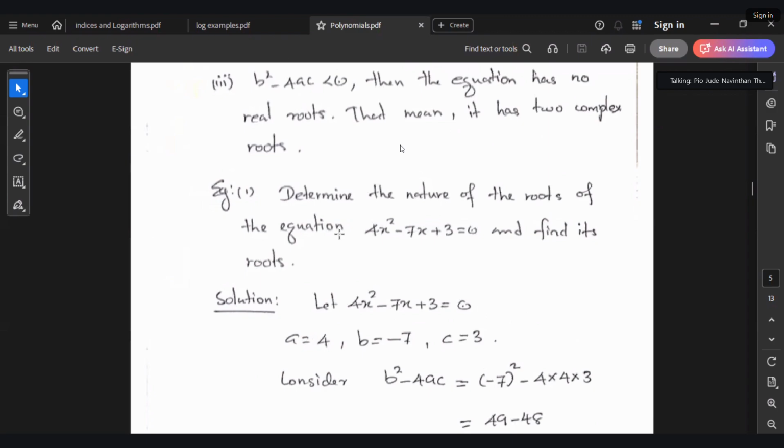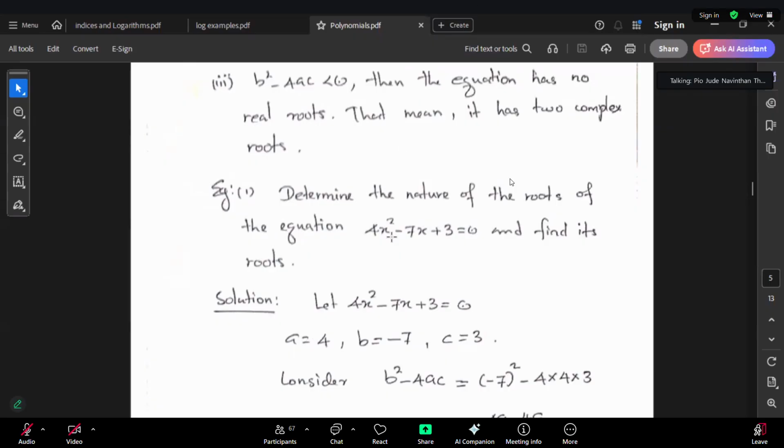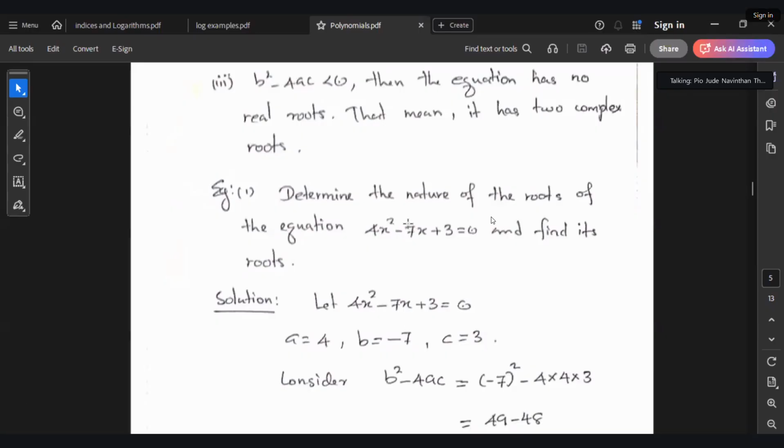Okay, determine the nature of the roots. Here they didn't ask for the values. They are giving the equation, but the examiner didn't ask for the roots. They are just saying determine the nature.